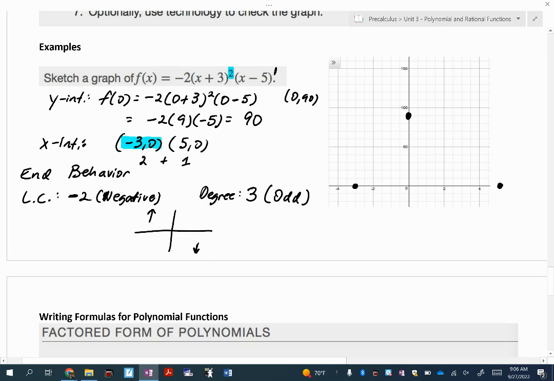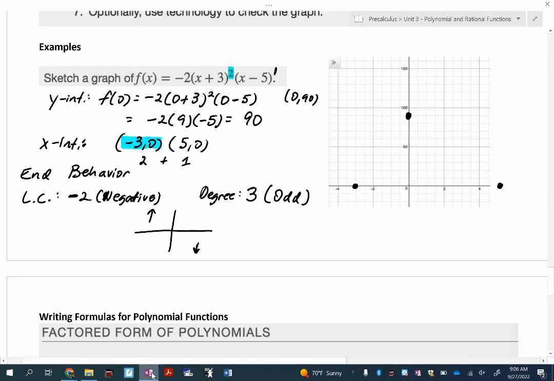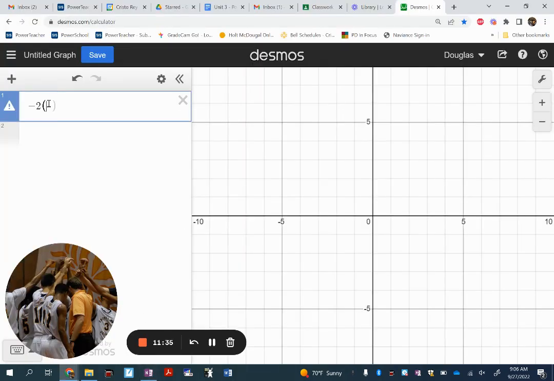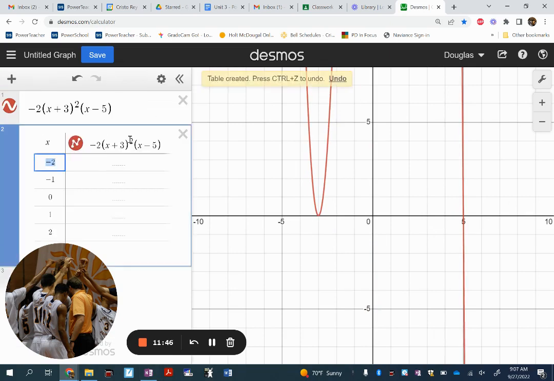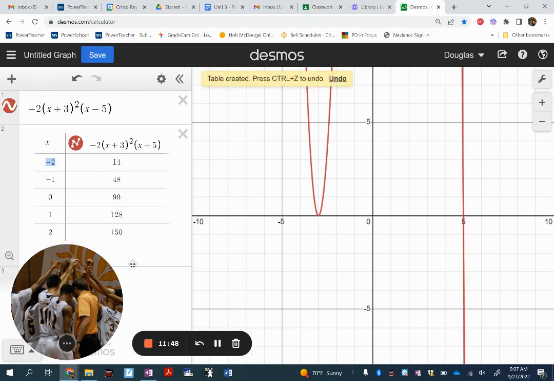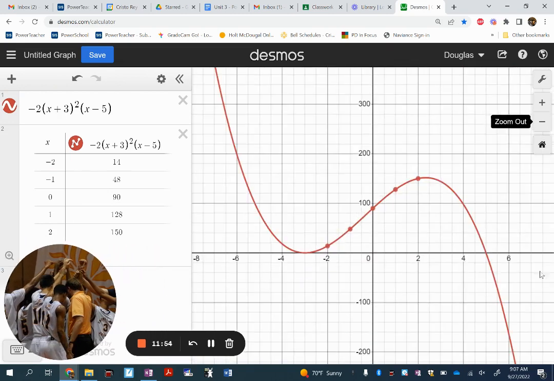So let's go ahead and go to our graphing calculator on Desmos so we can see what it looks like and see if we can find any other points to help us plot this polynomial. So we have negative 2 times x plus 3 squared, and then x minus 5. When you have trouble seeing it like this, you can zoom out. What I personally like to do is to duplicate it and make it a table. And then when I click this button here and move out of the way, it'll actually make it a little easier to see. Now, when I back it out, it's definitely easier to see.